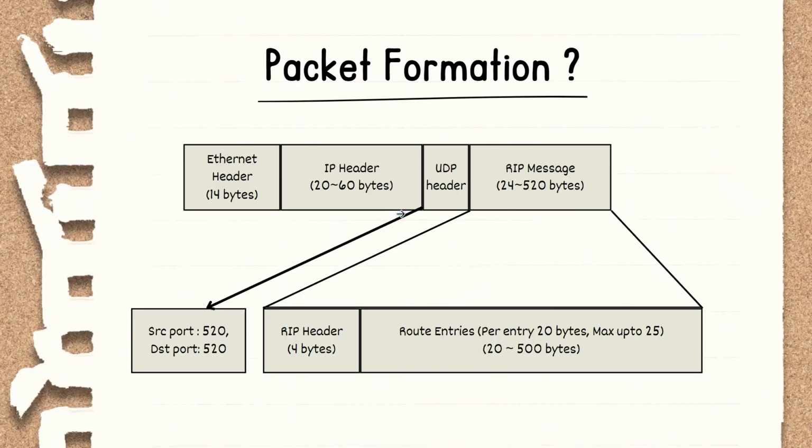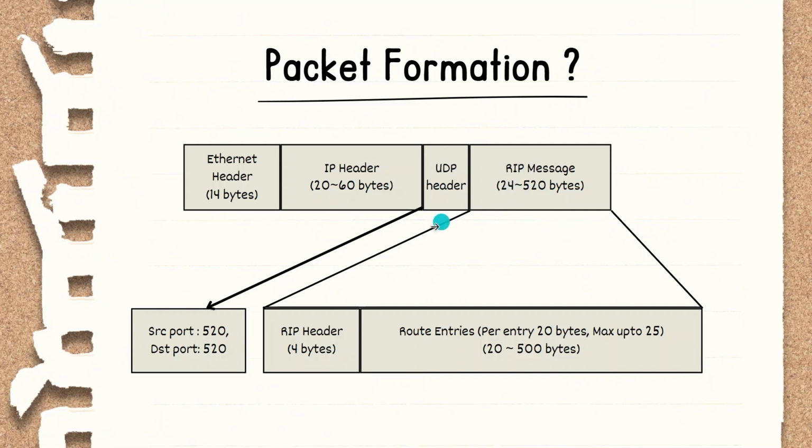So the packet formation is something like this. There will be an Ethernet header, an IP header, followed by the UDP header, and this UDP header includes the source port and destination port 520, which is the reserved port for RIP. Then the UDP header will be followed by the RIP packet message, and the minimum size for this packet message is 24 bytes, and it can be up to 520 bytes.